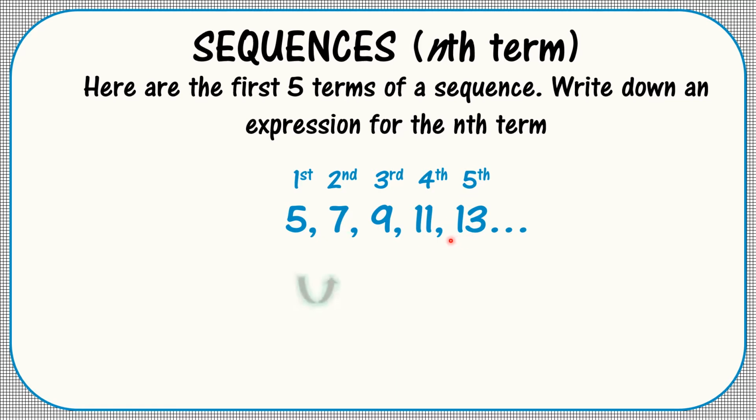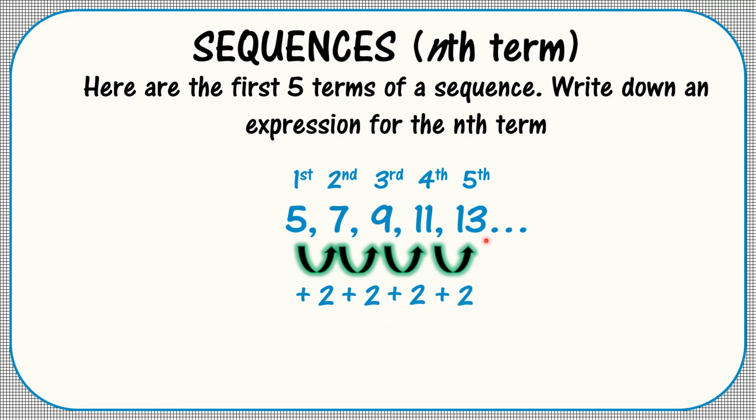The first thing that you will need to do is find what the difference is, or what the term to term rule is. So how do we get from 5 to 7? You plus 2. How do you get from 7 to 9? You plus 2. So on and so forth. So whatever number this is, you put it in front of the letter n. So we've got 2n.